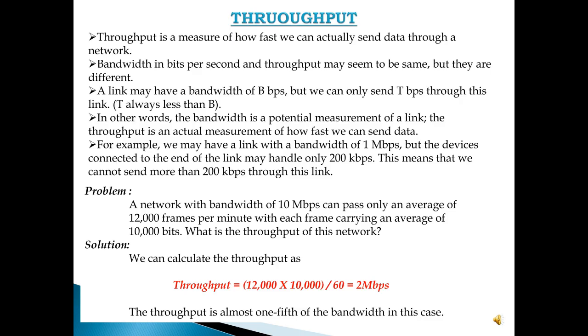So we can calculate the throughput as the total number of frames multiplied by the bits per frame, whole upon 60, which is equal to 2 Mbps. The throughput is almost one-fifth of the bandwidth in this case.